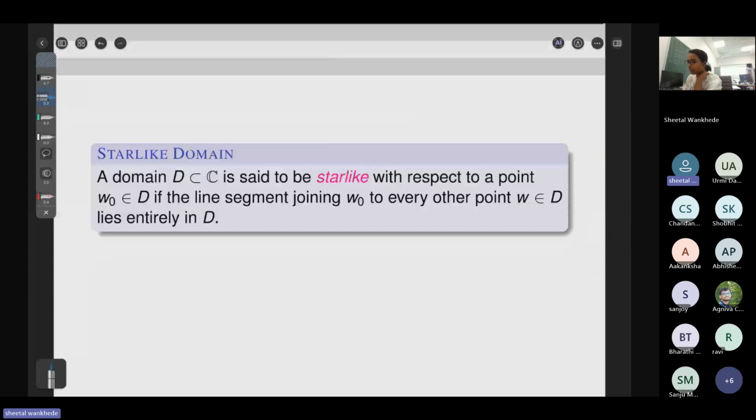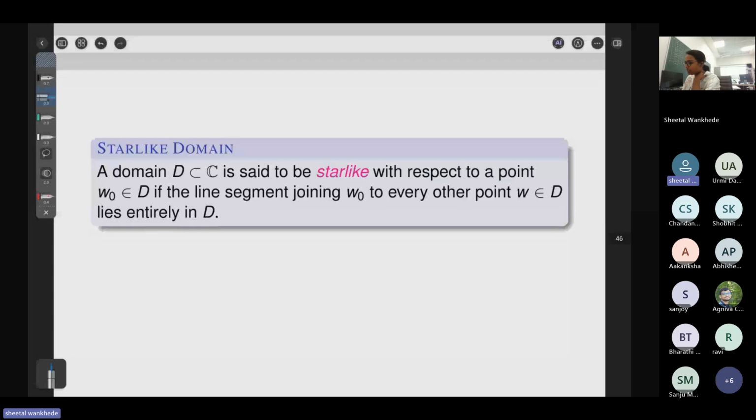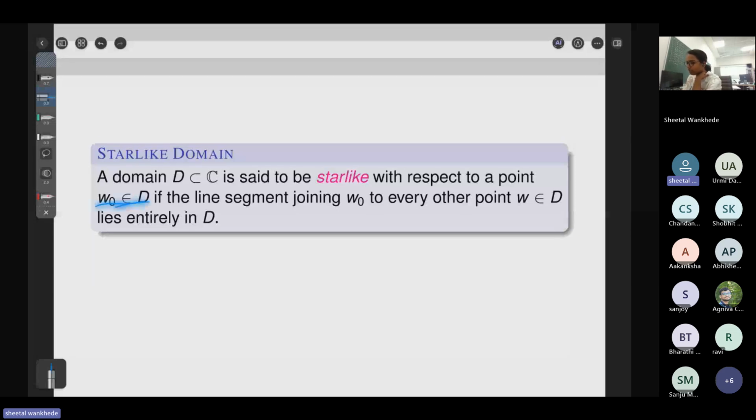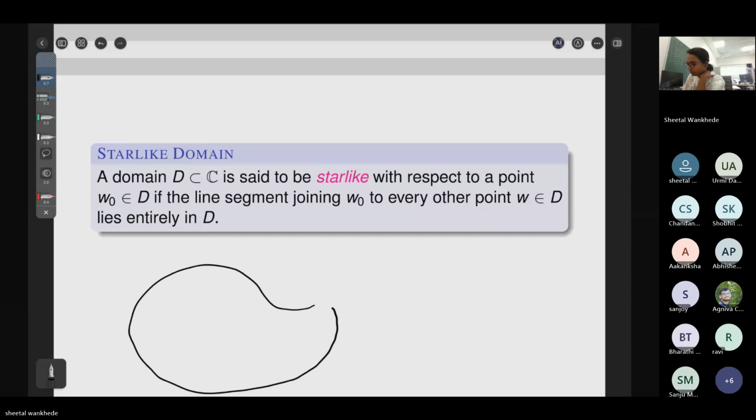So next we move to the starlike domain. A domain is said to be starlike with respect to one point W naught if the line segment joining that point to other points in the domain lies entirely in D. Suppose I'll make this type of domain. And this is my W here.